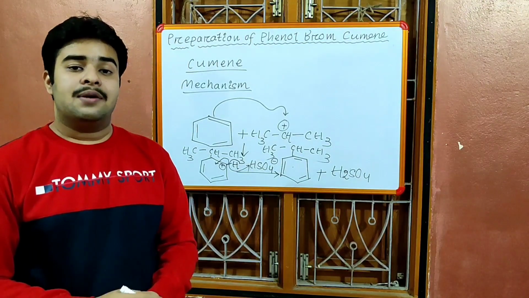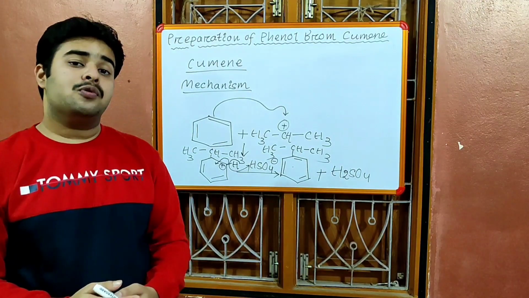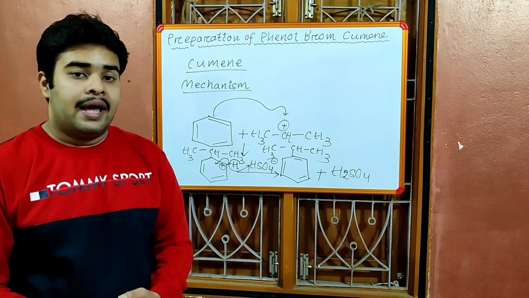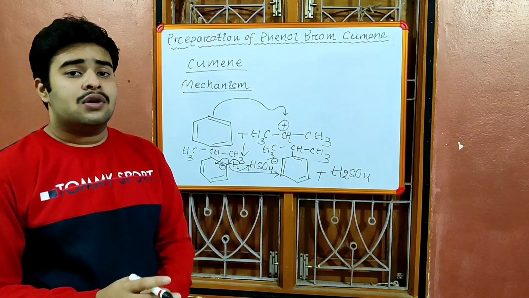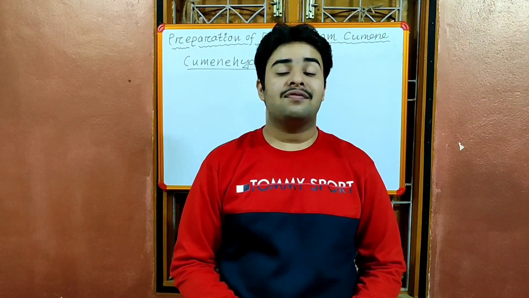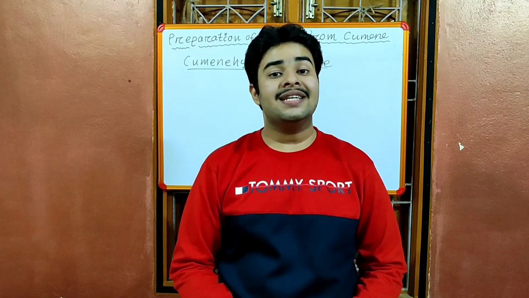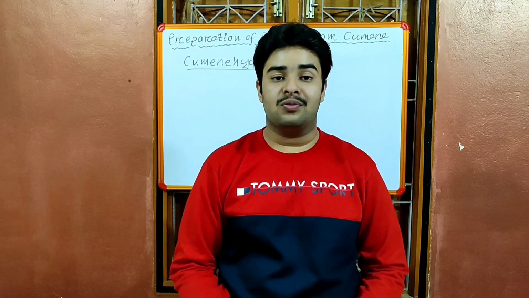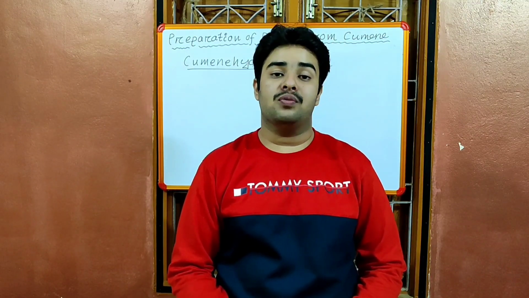That is the first step of our reaction, and now from it we have to proceed again to get our phenol through the formation of cumene hydroperoxide. Now we have to proceed for the formation of cumene hydroperoxide from the previously formed cumene. So how to prepare cumene hydroperoxide from cumene?